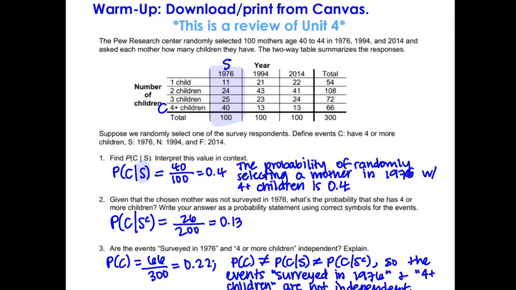C given not S would be everywhere else. So there were 200 of those, and 26 had 4 or more children, the 13 and the 13 added together.